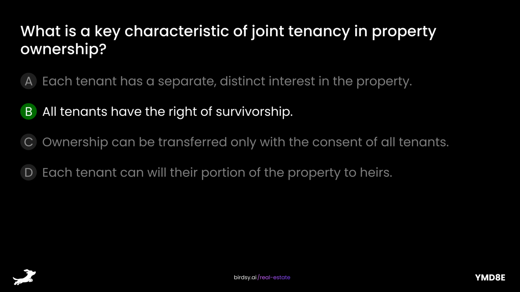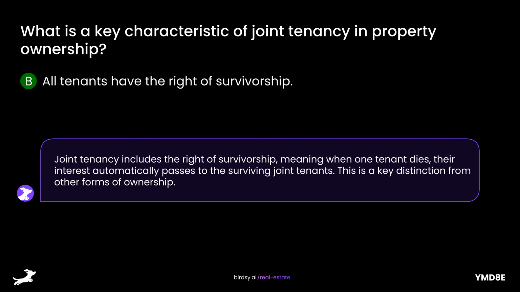The answer is B, all tenants have the right of survivorship. Joint tenancy includes the right of survivorship, meaning when one tenant dies, their interest automatically passes to the surviving joint tenants. This is a key distinction from other forms of ownership.